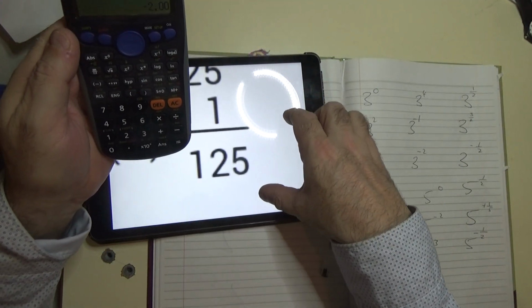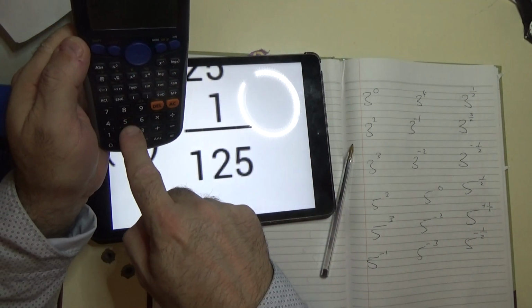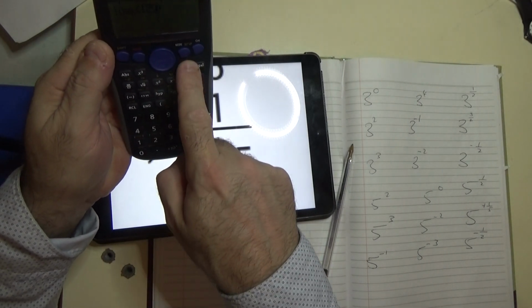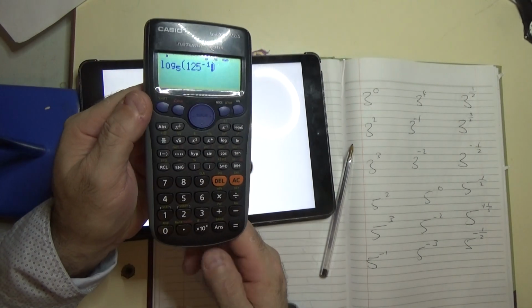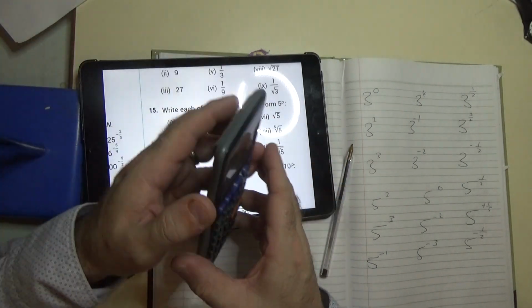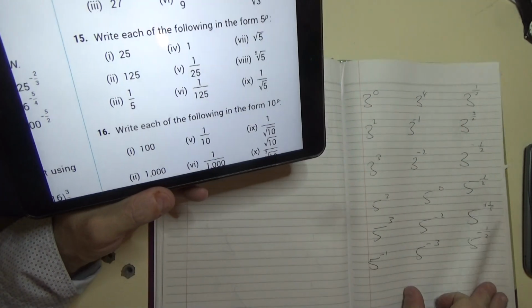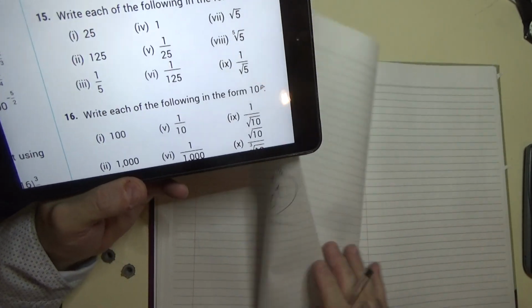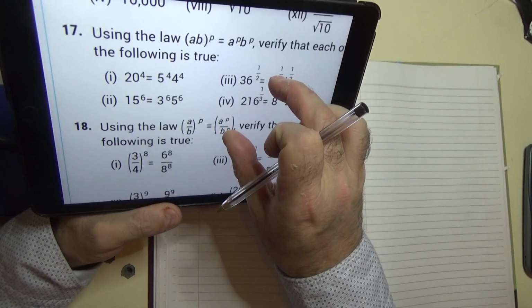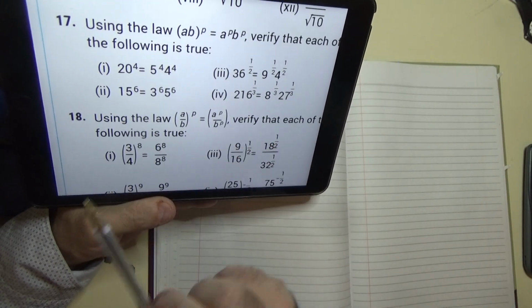So say that one there. You go, well, what power do I raise 5 to? You raise 5 to whatever number it says here when I do 125 upside down. -3. Okay? So you can certainly see how there'll be tears and anxiety, stress, because I'm getting stressed doing them, and I know how to do them very, very well. Using the law, blah, blah, blah. So the distribution of powering over product.